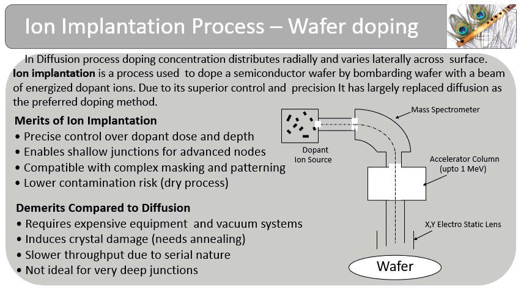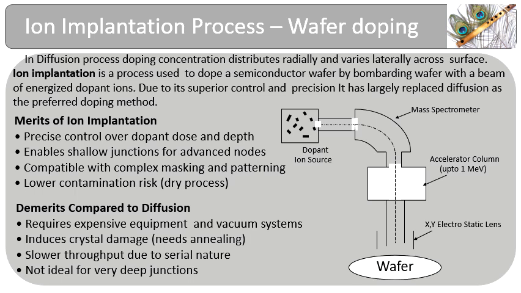In semiconductor diffusion, dopant concentration distributes radially across the wafer surface. Hence, it is not suitable for shallow doping profiles. Ion implantation is a process used to dope a semiconductor wafer by bombarding it with a beam of energized dopant ions. Due to its superior control and precision, it has largely replaced diffusion.